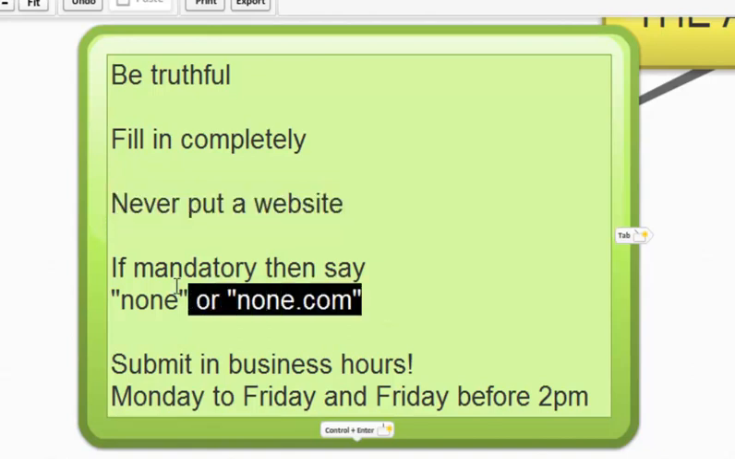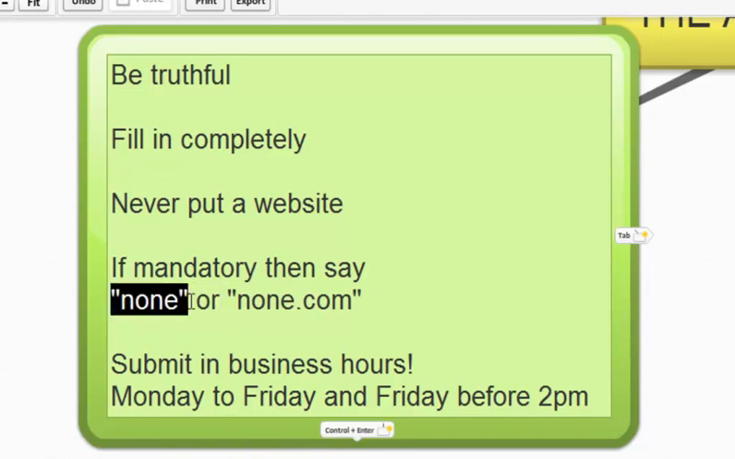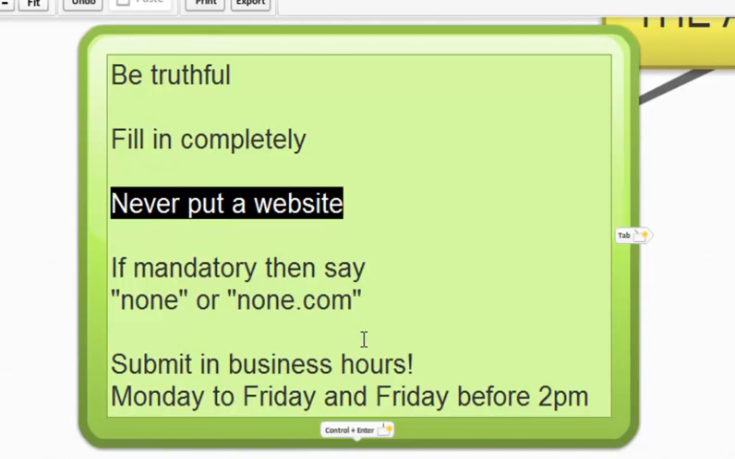Okay, if the website area is mandatory, then you either put in none, indicating that you don't have a website, or if it bounces back, that means that you've not put in the right extension. So you put in none.com or http none.com or something and just get through it, because you cannot put your own website name there.